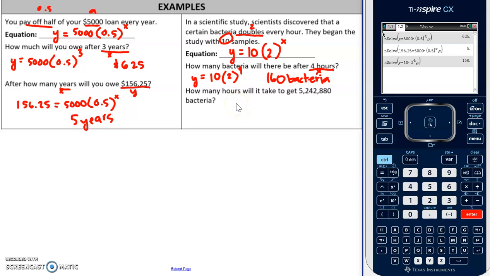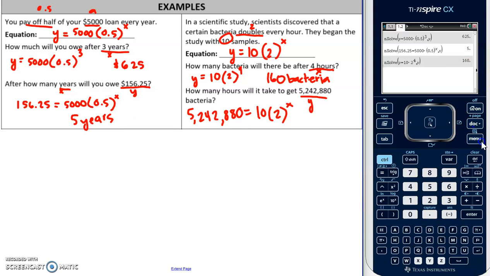Let's look at the second question. How many hours will it take to get 5,242,880 bacteria? Okay, so this is our total now. So I would substitute that huge number, 5,242,880 for Y equals 10 times 2, and I don't know my time.